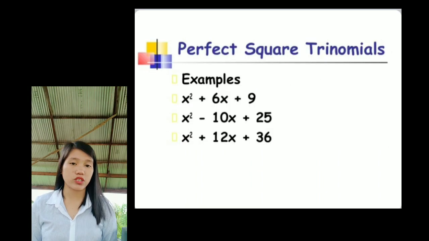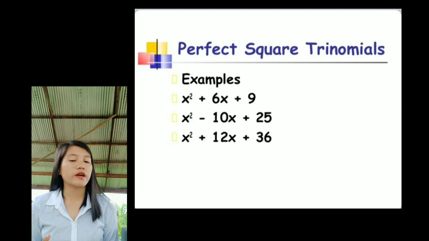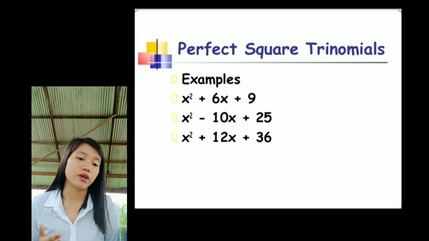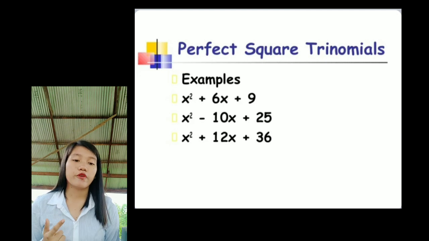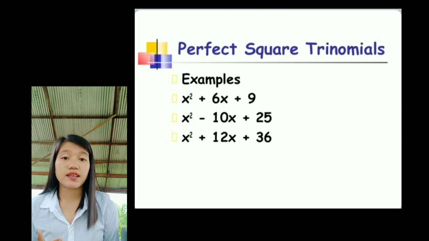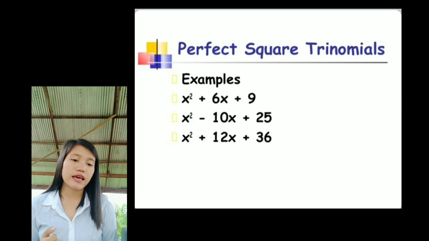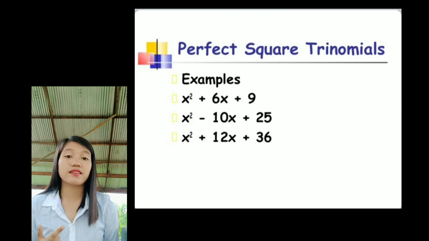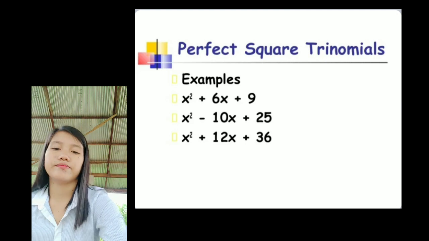Solving this equation, we will be using perfect square trinomials. Some examples of perfect square trinomials are the following. First, x squared plus 6x plus 9. Second, x squared minus 10x plus 25. And last, x squared plus 12x plus 36.